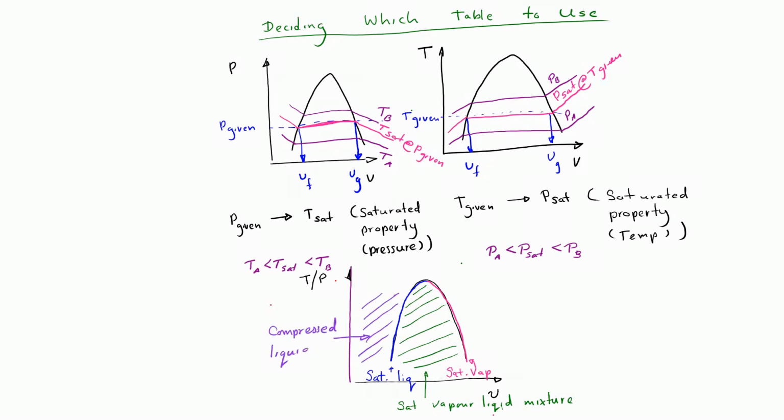And also remember, instead of specific volume on the x-axis, we can have internal energy, enthalpy or entropy. Enthalpy and entropy are the topics that we are going to discuss in later chapters.